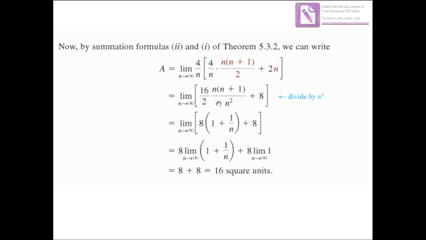So now we need to simplify this one. 16 over 2, this is 8. So n multiplied by n over n square is 1. n multiplied by 1 will be n over n square, 1 over n, plus 8. So now evaluating the limit when n goes to infinity, 1 over n is 0. So 8 multiplied by 1 plus 8. So this will give us 8 plus 8, which is 16 square units.